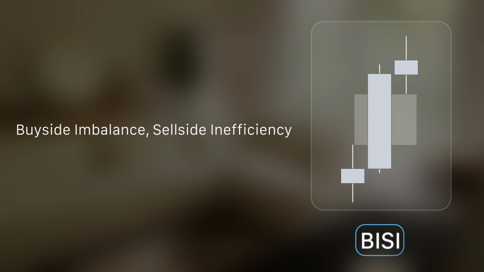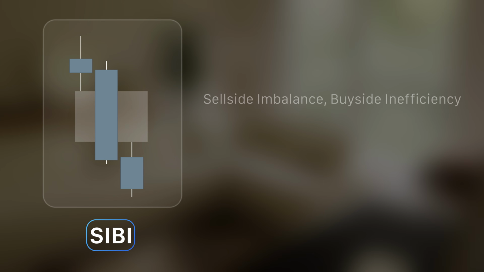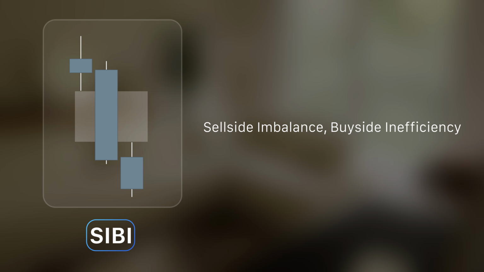Busy stands for buy side imbalance, sell side inefficiency. And sibby is the exact other way around. So sell side imbalance, buy side inefficiency. Now those are already some advanced words. So let's break that down one by one. So if we take the word busy and we first focus on buy side imbalance, those first 2 words, and that refers to a bullish fair value gap where the word buy side indicates that we went higher. So we bought. And the imbalance refers that something is wrong.